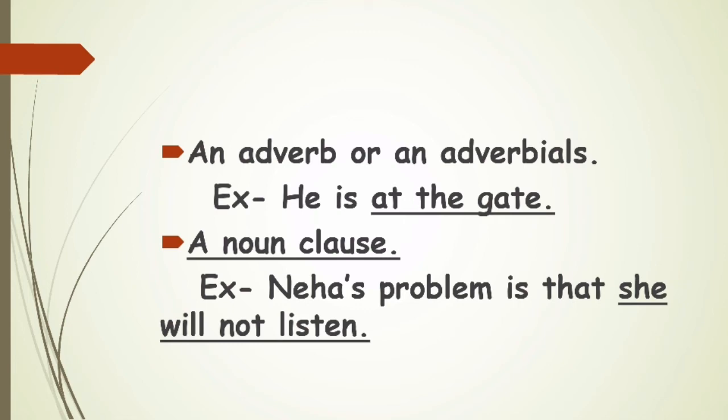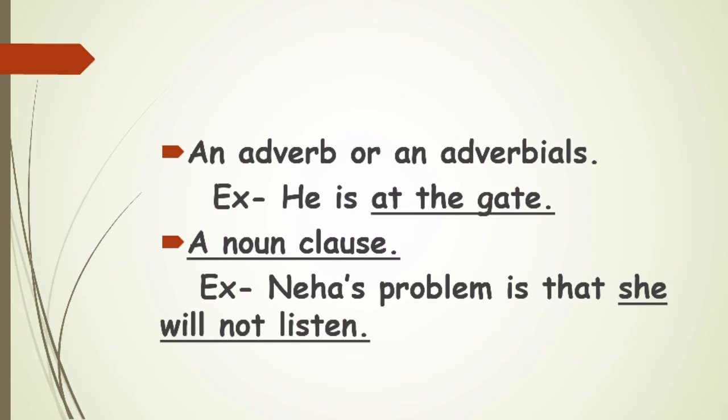A noun clause. Neha's problem is that she will not listen. Like, what is a clause? A clause is any part of a sentence which has a subject as well as a predicate. And a noun clause is the clause which does the work of a noun. Like, Neha's problem is that she will not listen. So we are talking about Neha. What is Neha's problem? That she will not listen. So "she will not listen" is describing Neha.